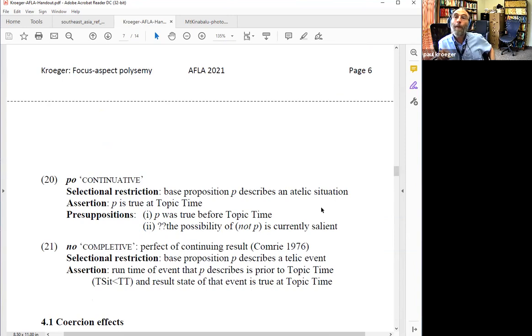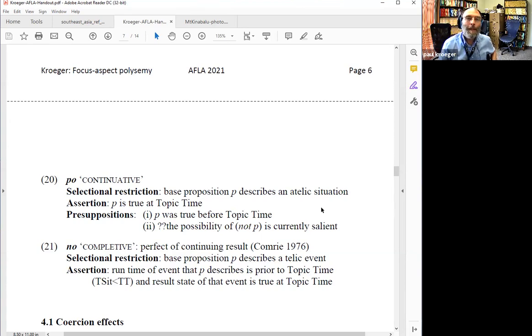I do address one of their points, again, in an appendix of the handout, which is the duality between no and pa with respect to negation. So in that respect, no is similar to already, but I'm going to argue that the core meaning of no, of its aspectual use, is best treated as what Comrie refers to as the perfect of continuing result.